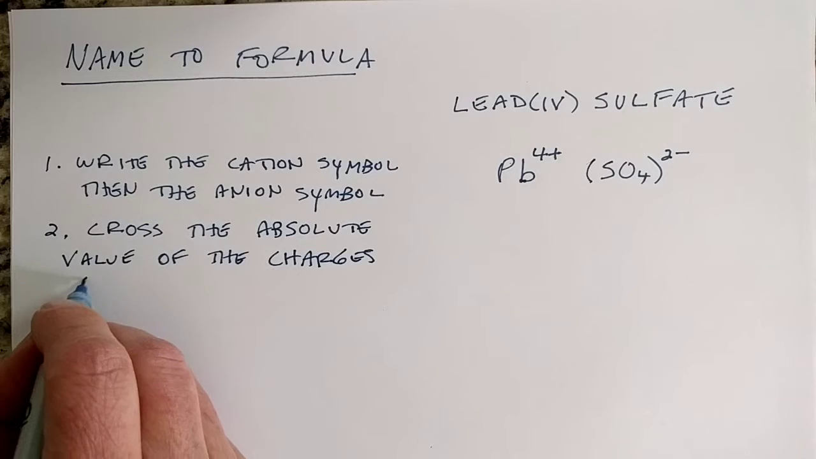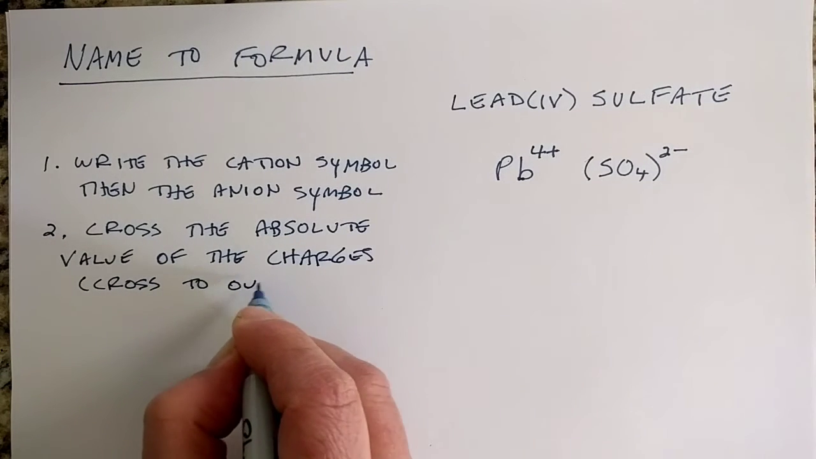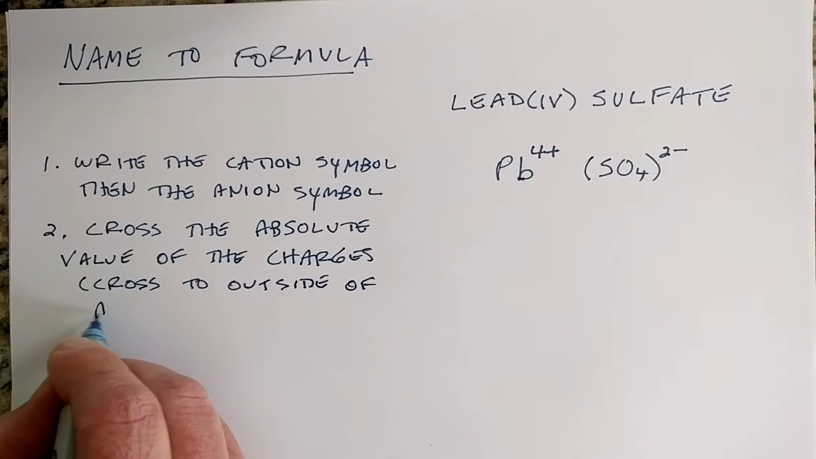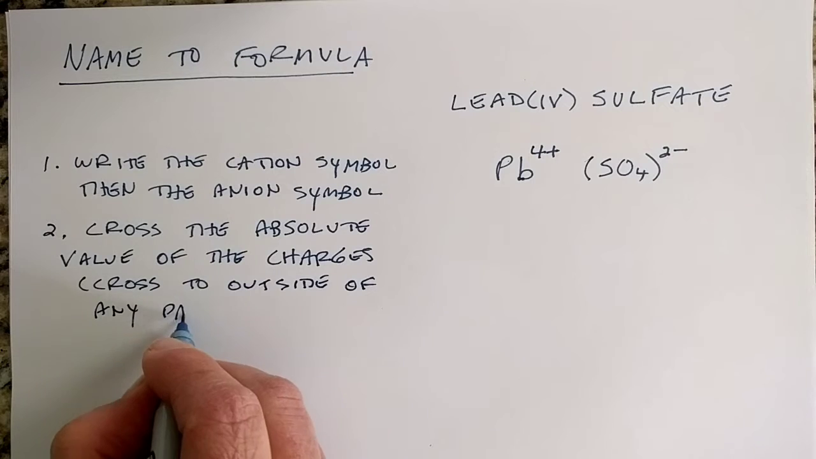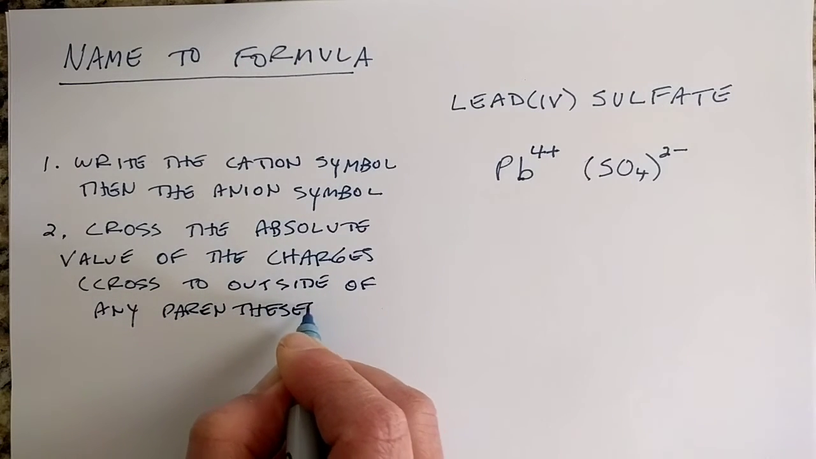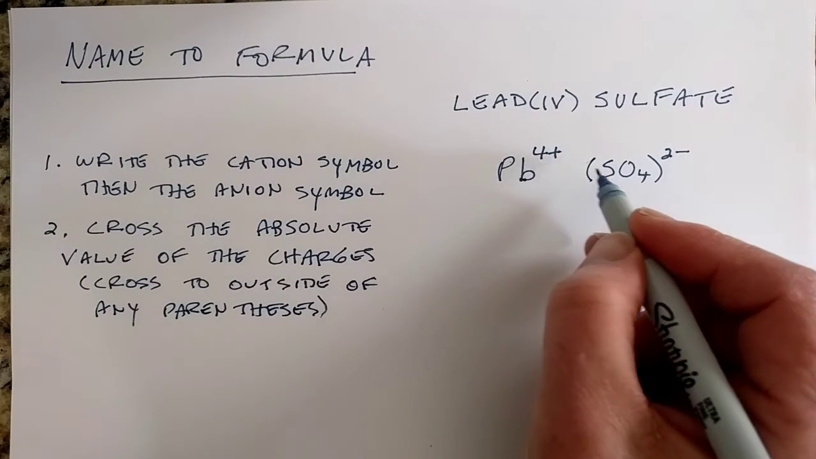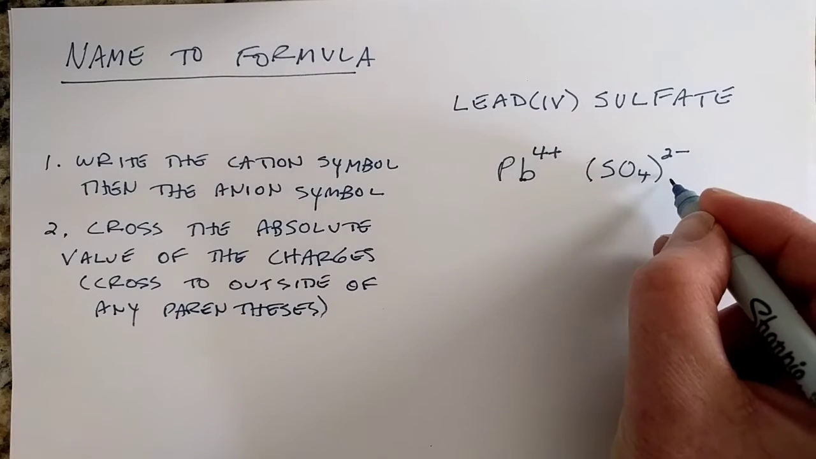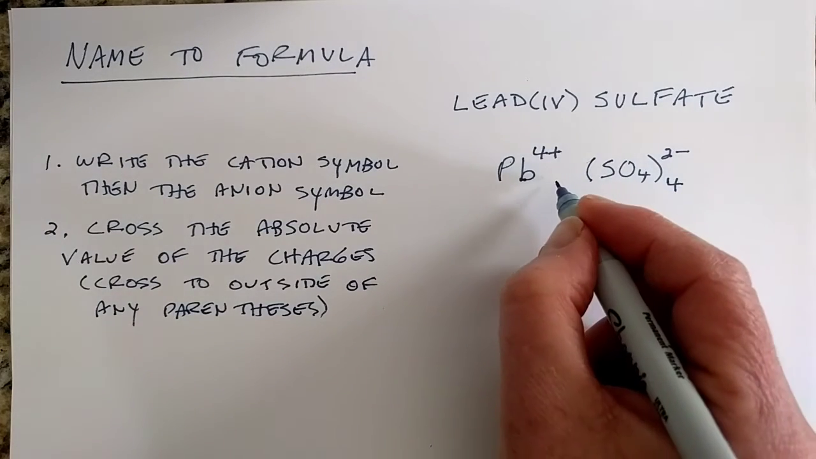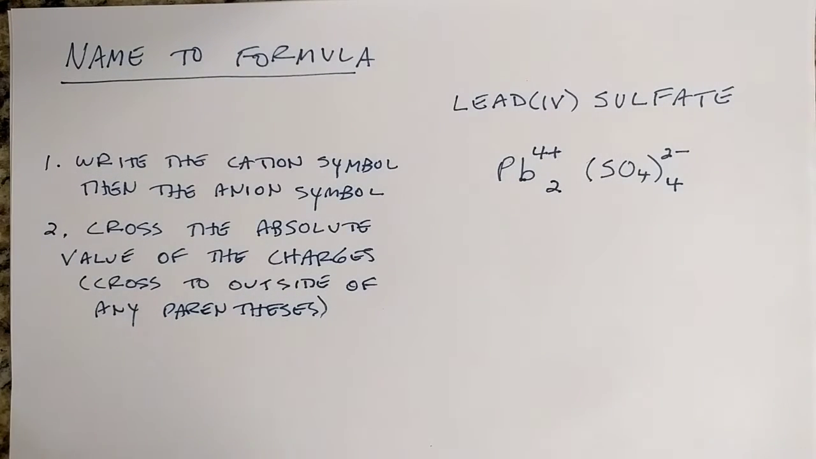And we are going to cross to the outside of any parentheses. Okay, so we're going to take this 4, we're going to bring it down to the outside of the parentheses. We're going to take this 2 and we're going to bring it down to the lead. So that is step 2.